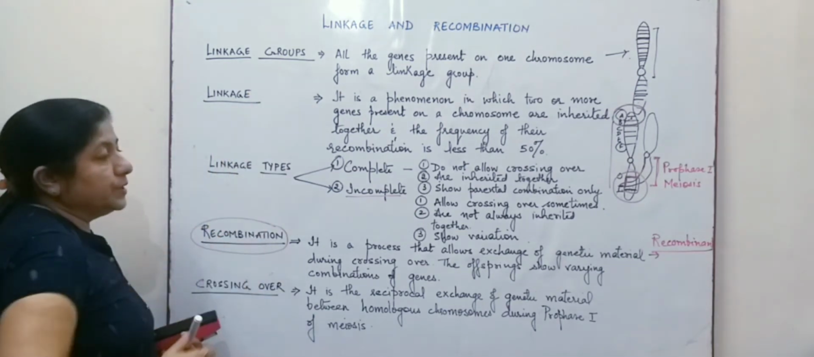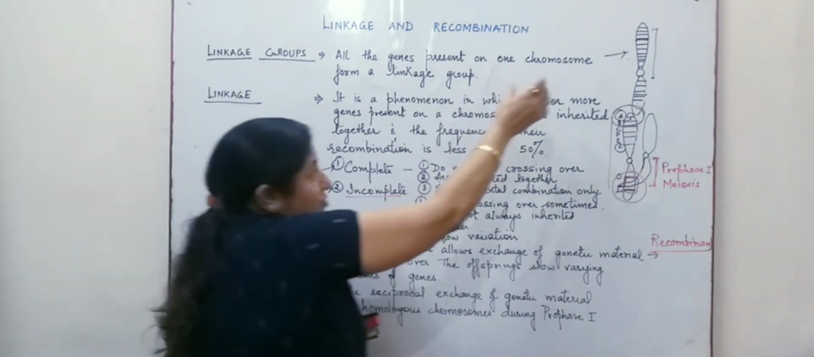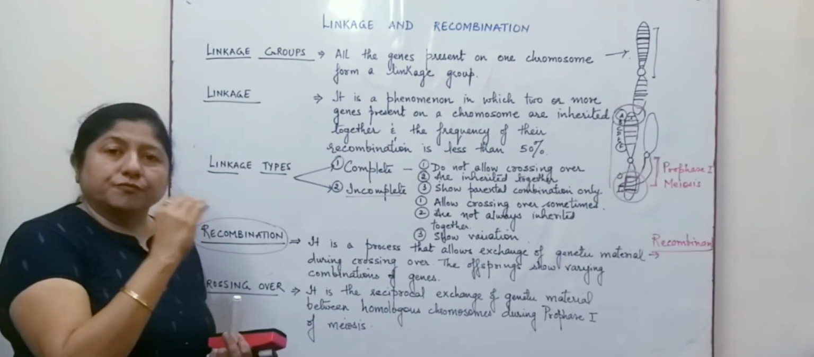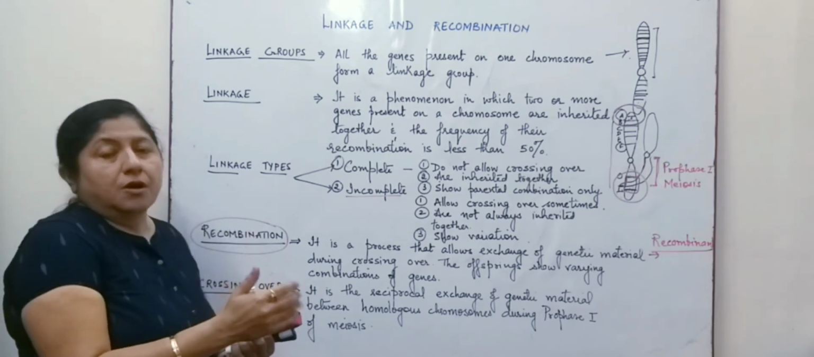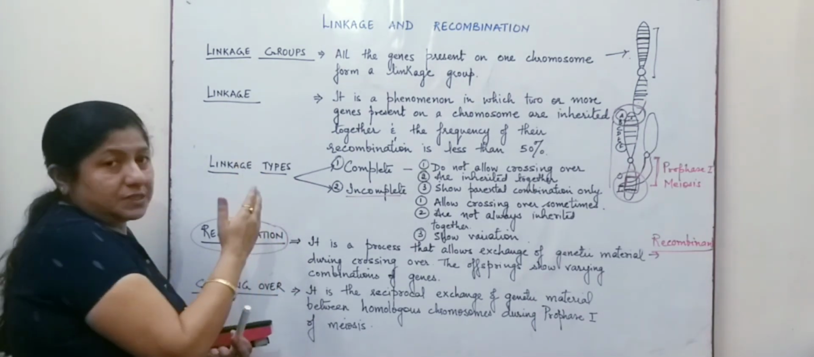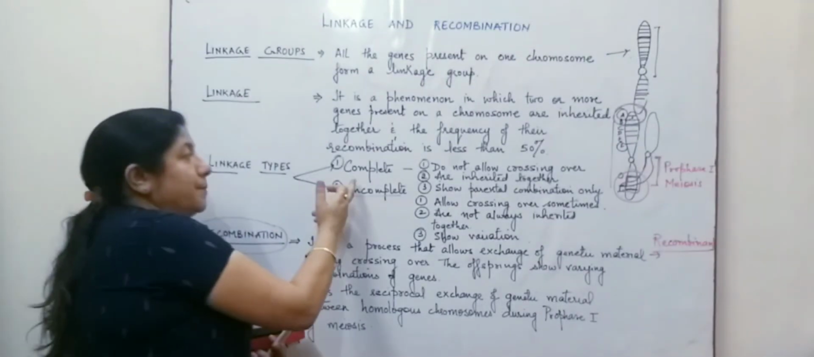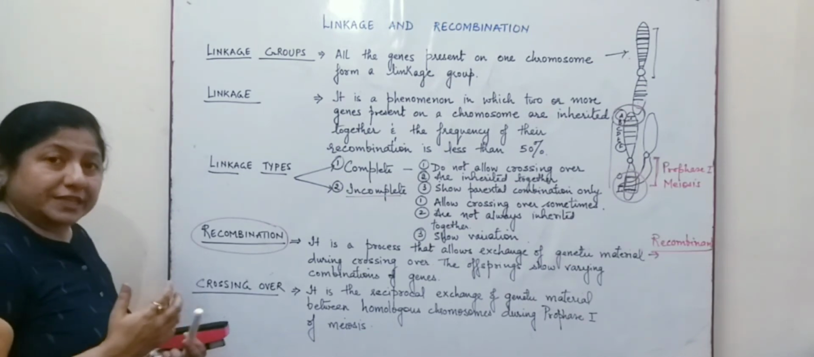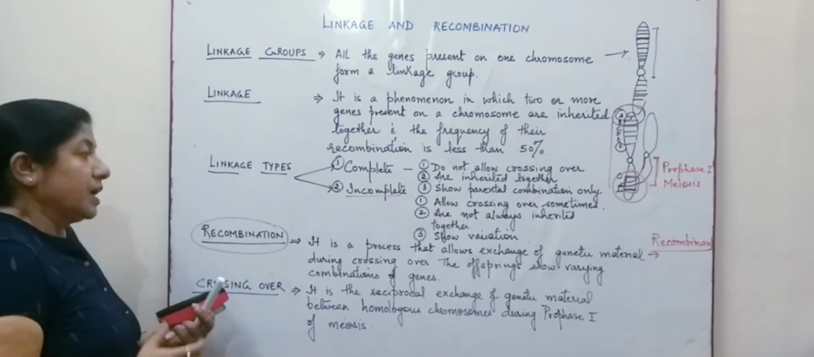So here we see that the linkage group is actually all the genes which are present on a chromosome, and depending upon the position of the genes on the chromosome, they can be inherited together or they can be passed on separately. So if they allow, that is what we are talking of as linkage. If they do not allow crossing over, then they are said to be completely linked, whereas if they allow a certain degree of exchange of genetic material, that is known as incomplete linkage.